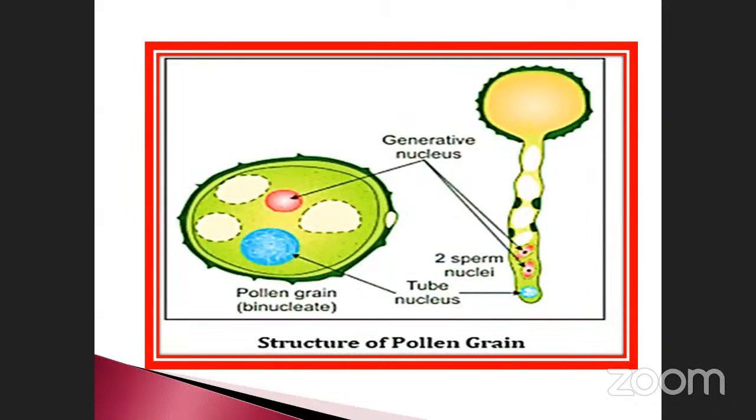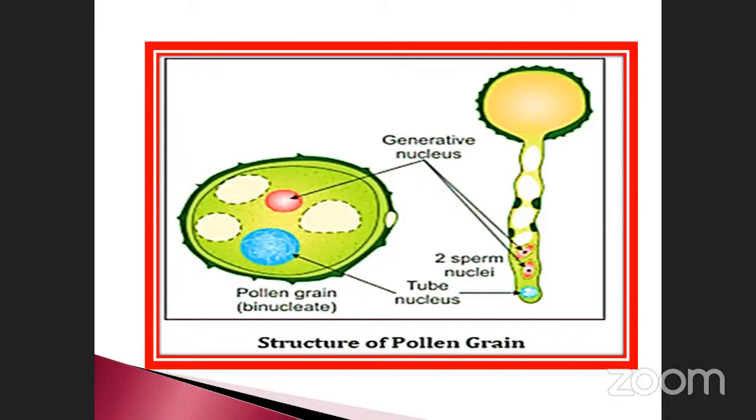So this is the structure of a pollen grain at the binucleated stage. This is called the generative nucleus, and this one is called the tube nucleus. The outer layer is called the exine, and this one is the intine. When it reaches the stigma, it absorbs the nutritive substances. As a result, the intine gives rise to the pollen tube. This is the way the nucleus divides.